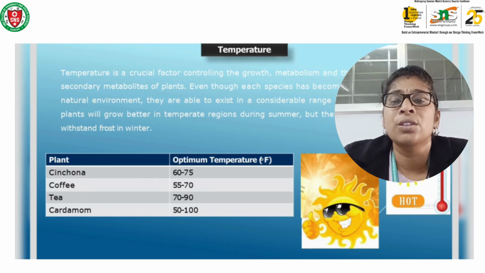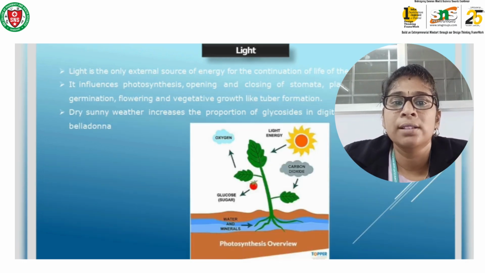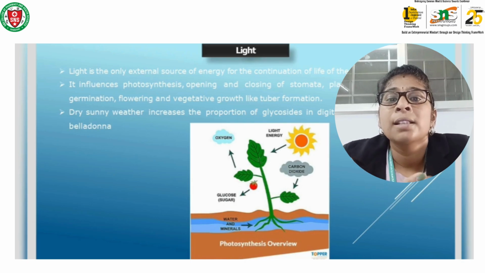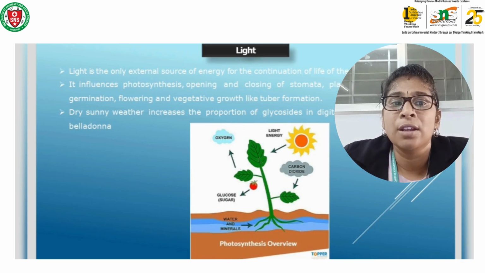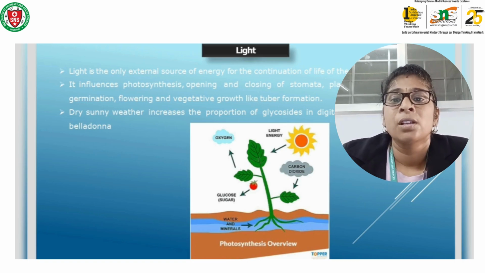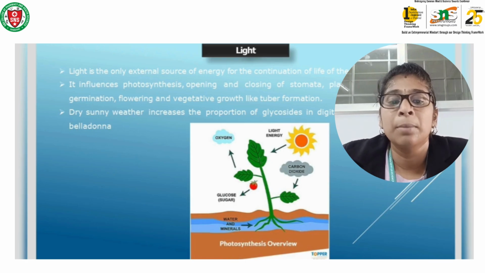Now coming to temperature, it is a very crucial factor controlling the growth, metabolism and yield of the plant, that is, the secondary metabolites and the primary metabolites. Even though each species has become adapted to its own natural environment, some plants are able to exist in a considerable range of temperature, and many plants grow better in warm regions during summer but lack resistance to withstand frost in winter. Examples of plants which withstand temperature are cinchona, coffee, tea and cardamom, nearly 55 to 100 degrees Fahrenheit.